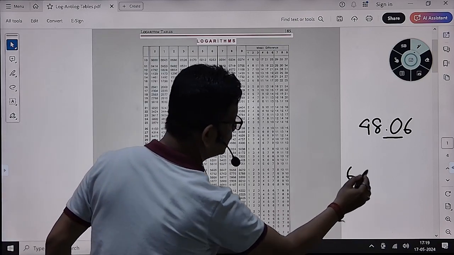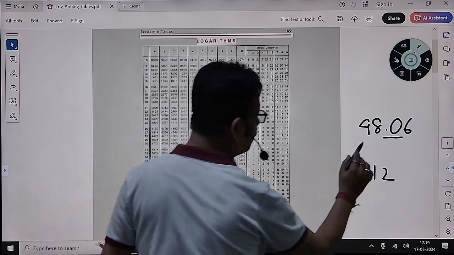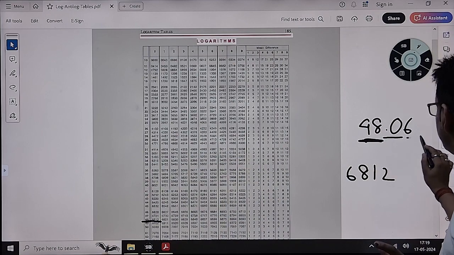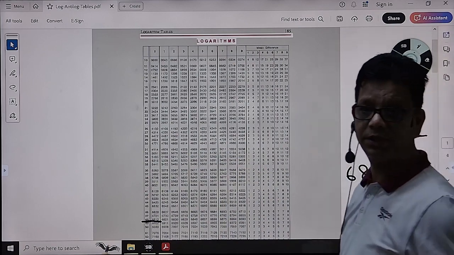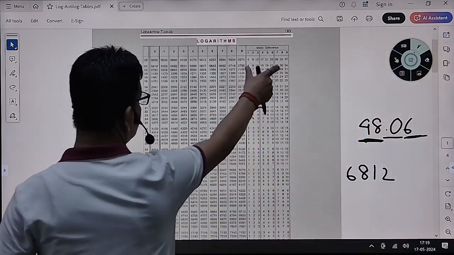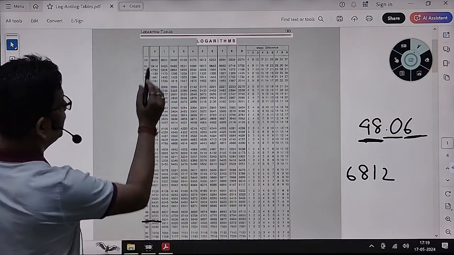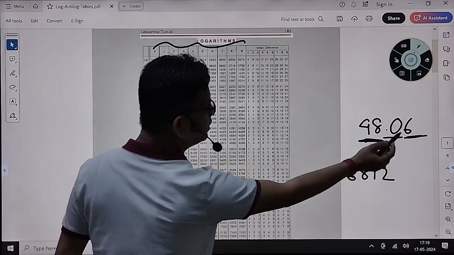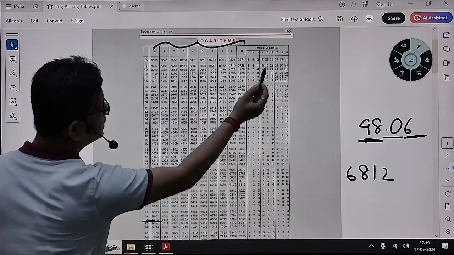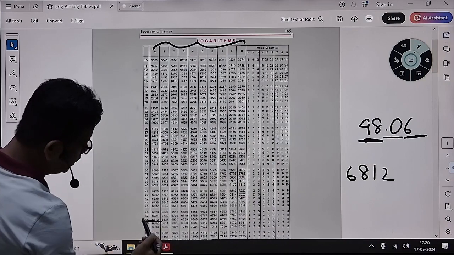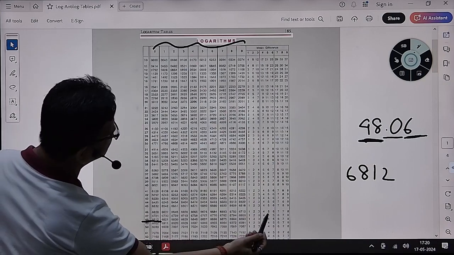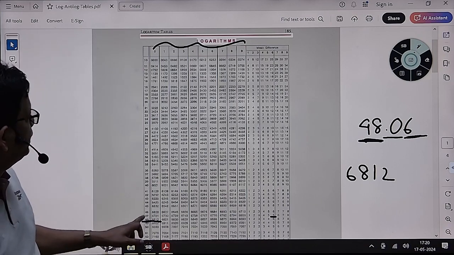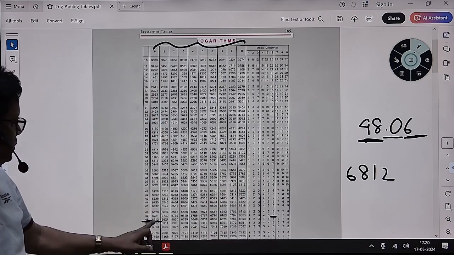So what is the number? 6812. Listen, 6812. First of all, always take two digits, 48, then the 0 column. Now which digit have we left? 6. This 6 you have to see in the mean difference, because for 48, 0 you see up to the third digit. In this 48th row, for 6, what is the number? Is it 5? So for 48, 0, we got 6812.